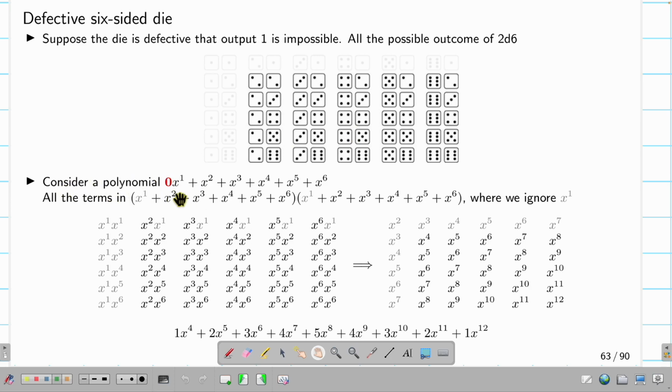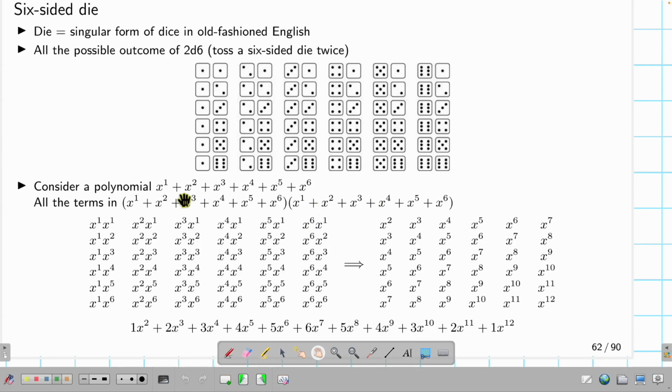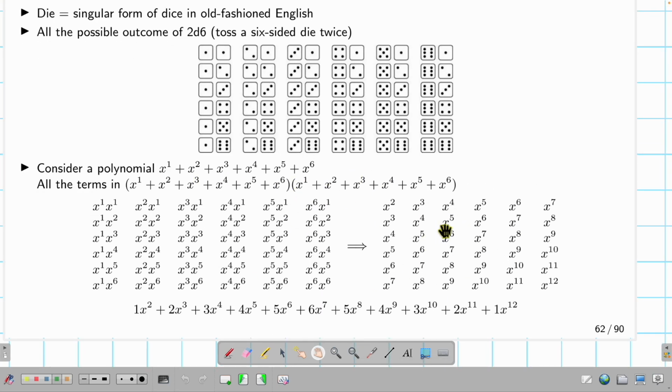Now let's consider the polynomial. I put a 0 before x to the power 1. Okay? And now, previously, what are these two tables? These two tables correspond to x1 up to x6 multiplied together.